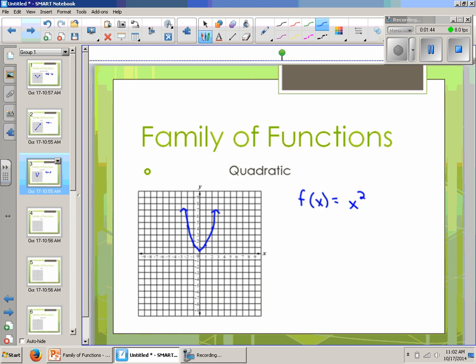Highest exponent is 2. We could have some other things added or subtracted or multiplied, but the highest exponent is 2. If I see a U, we have a quadratic. If I see highest exponent is 2, we have a quadratic function.